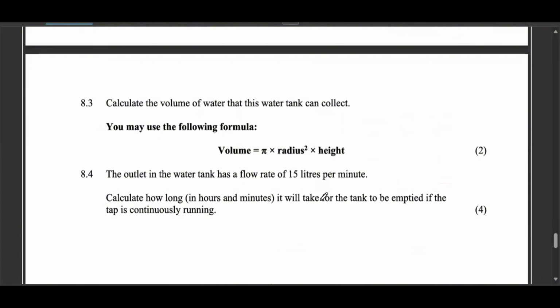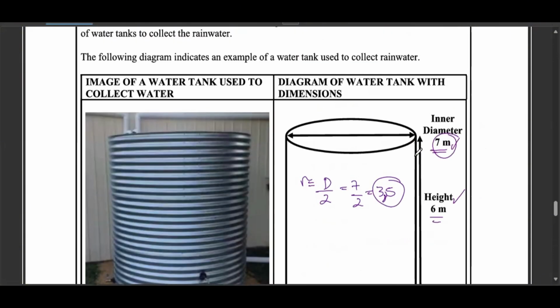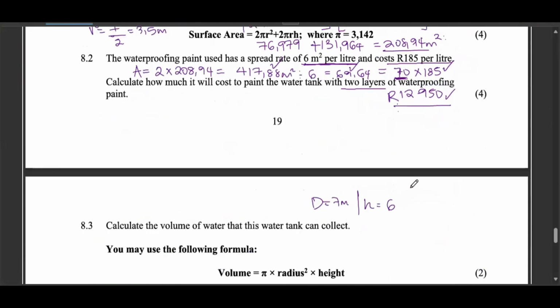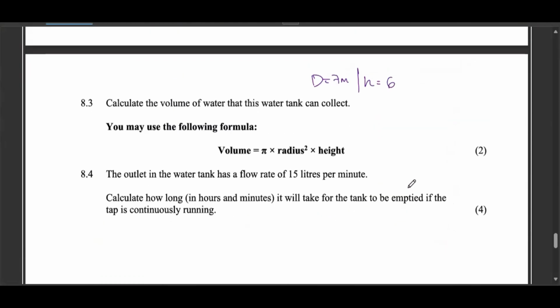8.3 to max. Calculate the volume of the water tank. That is, calculate the volume of the water that this tank can collect, the capacity. Substitution still takes us back to that. Remember, it had a diameter. The diameter is 7 meters. Then the height is 6, if I'm not mistaken. Look at that. 7 as the diameter, height 6. So you are looking at this.